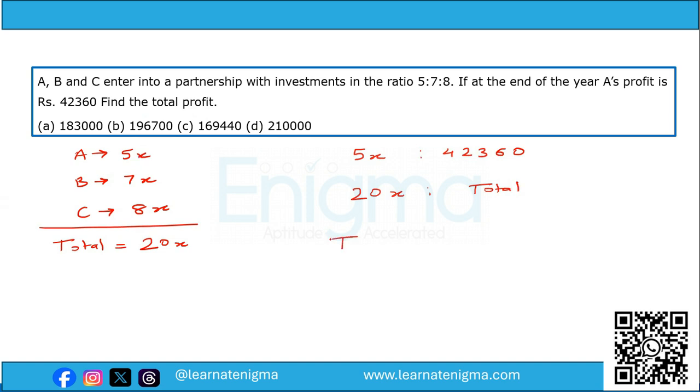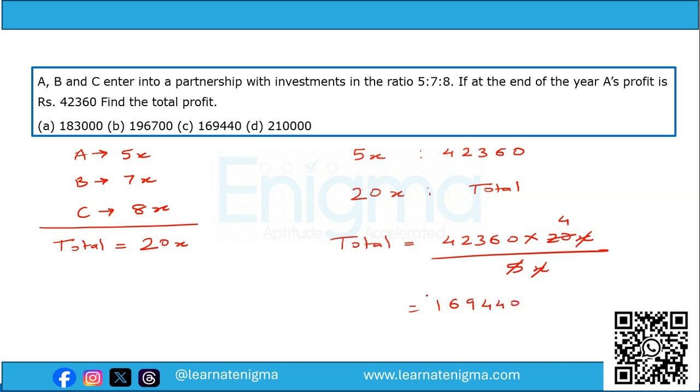So total profit by cross multiplication will be 42360 into 20x upon 5x. So x gets cancelled. 5 fours are 20. Now 42360 into 4. The answer will be 169440. Therefore, the answer will be option C.